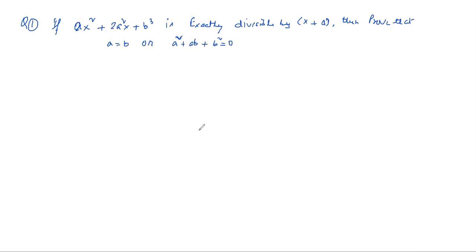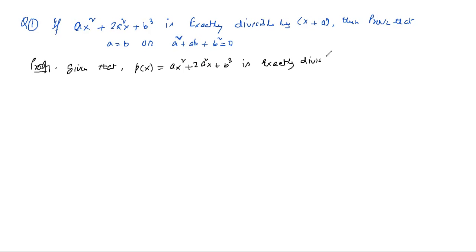So these are the things you have to prove. Now how we will proceed? Given that, okay, they did not give any name for the polynomial, so we have given the name from our side as px, and the polynomial is this, is exactly divisible by x plus a. Therefore, by factor theorem, as it is divisible by that particular part, factor theorem we can use. So factor theorem will give you p of minus a equal to 0.